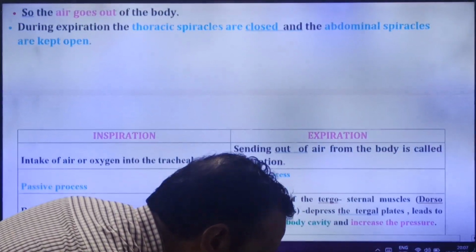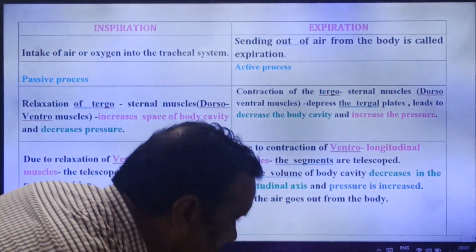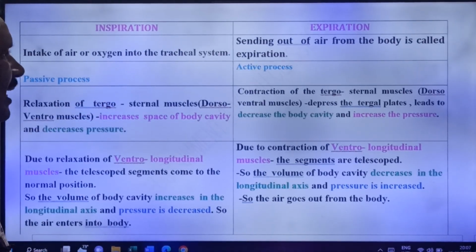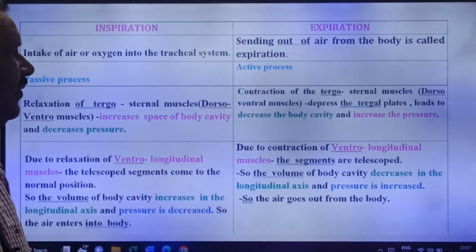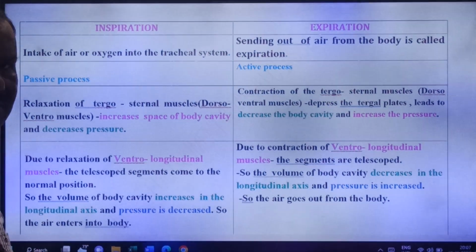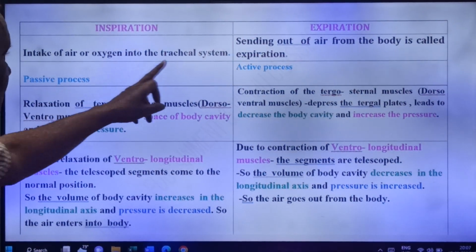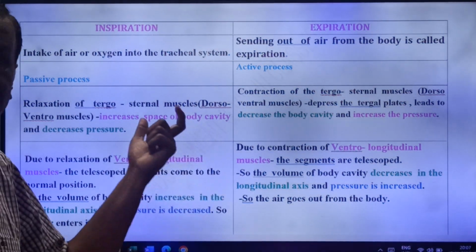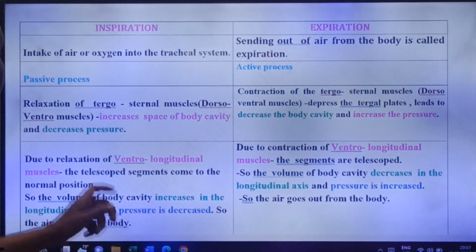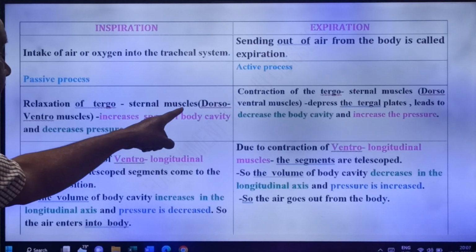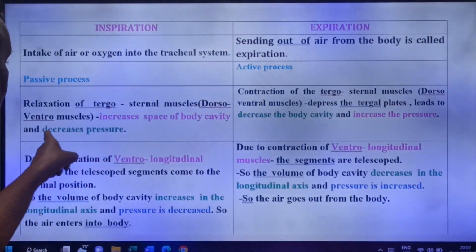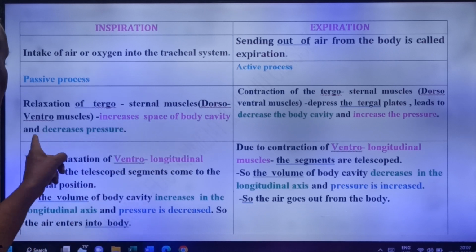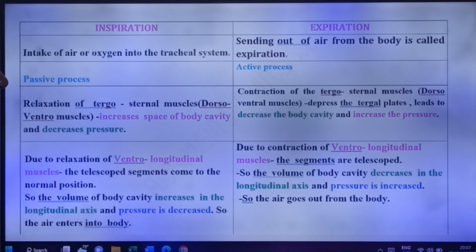Now see the difference between inspiration and expiration, friends. Inspiration is intake of air or oxygen into the tracheal system; sending out of air from the body is called expiration. Inspiration is a passive process, expiration is an active process. Friends, this is for you, for easy understanding. Okay friends, relaxation of pterygosternal muscles. See friends, pterygosternal muscles are also called dorsoventral muscles. Increases the space of the body cavity and decreases the pressure.